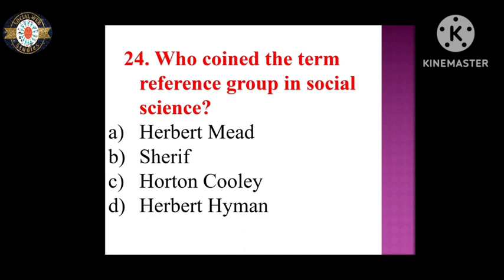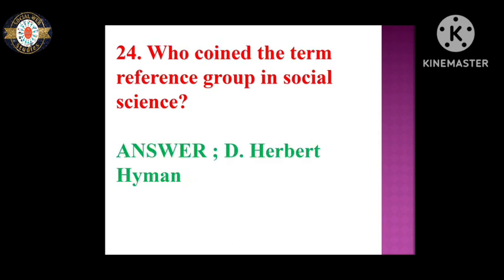Question number 24 is who coined the term reference group in social science? Option A, Herbert Mead. Option B, Sherif. Option C, Charles Horton Cooley. Option D, Herbert Hyman. Answer is option D, Herbert Hyman.